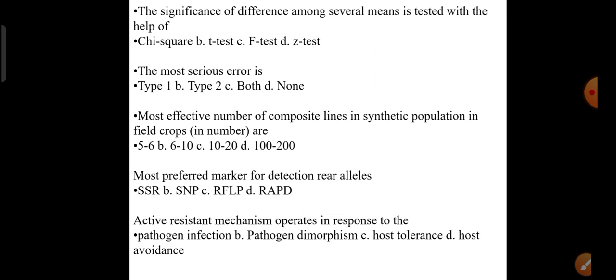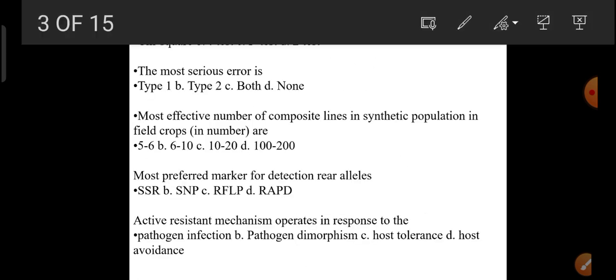Next question, most effective number of composite lines in synthetic population in field crops are. Remember, here it is asked in case of field crops. The answer here is 5 to 10. If forage crops are preferred means 10 to 20 lines are also taken. In field crops only, if the plant population is large, we may go for 6 to 10 lines also. But in this case, when exclusively field crops are asked, the answer is 5 to 6. Don't get confused. If forage crops are asked means 10 to 20.